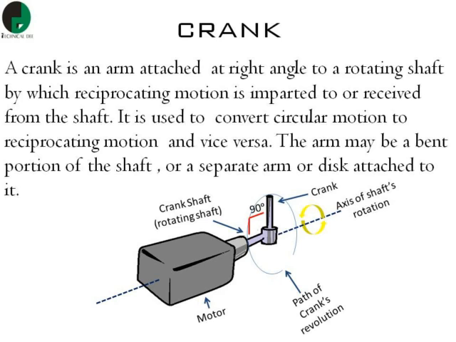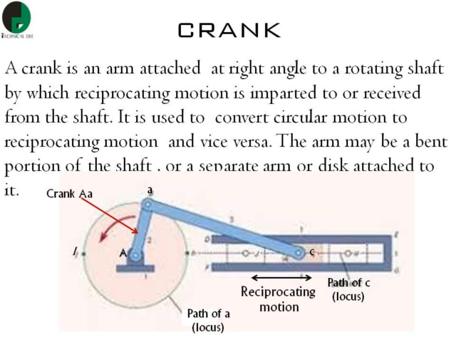The crank is an arm attached at a right angle, that's 90 degrees, you can see the diagram, to the rotating shaft, by which reciprocating motion, that is back and forth motion, is imparted to or received from the shaft. It is used to convert circular motion to reciprocating motion and vice versa. The arm may be a bent portion of the shaft or a separate arm or a disc attached to it.